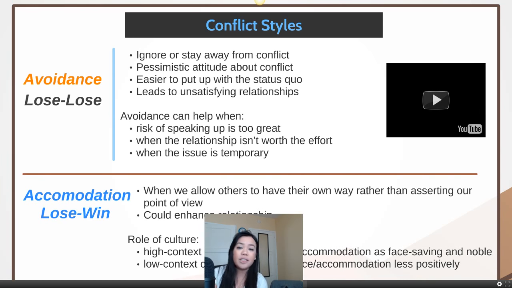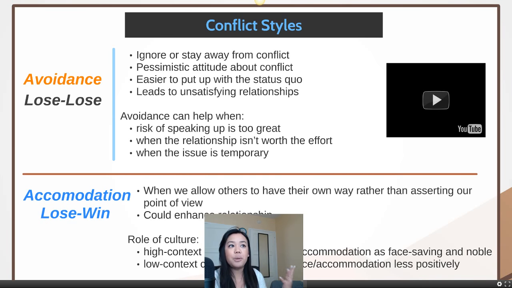And so the first conflict style we are going to cover is avoidance, which is lose-lose. So both parties in the conflict decide to just step out of the conflict and they avoid one another. Typically what happens is that because you are ignoring one another or staying away from the conflict, you both build up a very pessimistic or negative attitude about the conflict, especially because you're away from each other and you're not talking about it. It's easy to kind of get in your own head and develop more thoughts about the conflict rather than just, what would happen if you talked about it face to face.